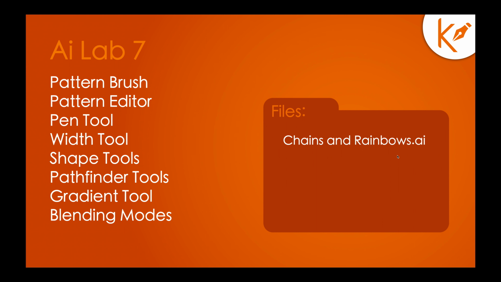Today we're going to learn a new tool called our pattern brush, and then we're going to review our pattern editor. We're going to do a bunch of work with the pen and width tool, our shape tools, Pathfinder tools, and then our gradient and blending modes. The file you're going to need is called chainsandrainbows.ai. That's in your Google Drive.